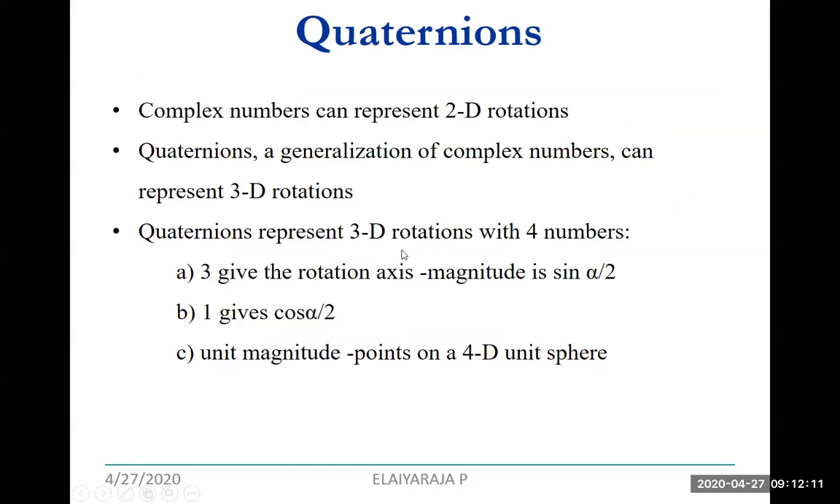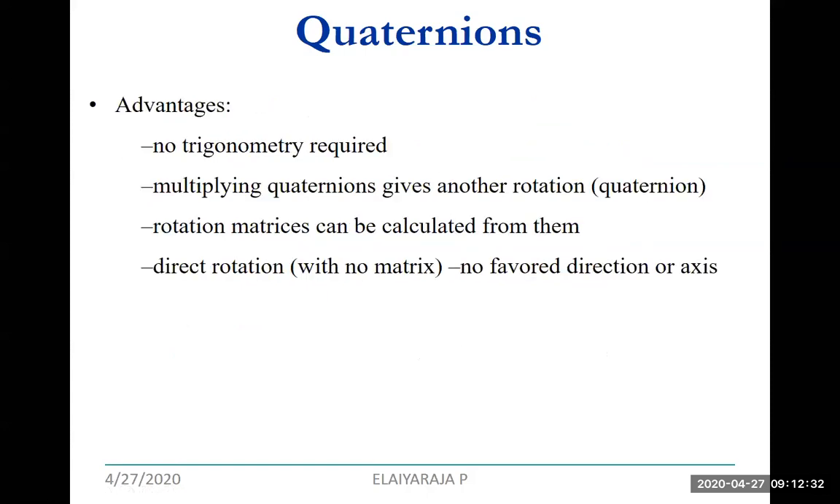Of those 4 numbers, 3 give the rotation axis, where the magnitude is sin(alpha/2), and 1 gives cos(alpha/2). Here the unit magnitude means we are considering points on the 4D unit sphere. The advantage of quaternions is that no trigonometry is required, and multiplying quaternions gives another rotation. A rotation matrix can be calculated from them.